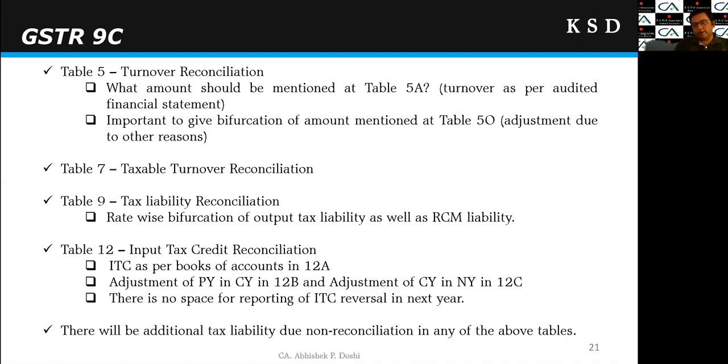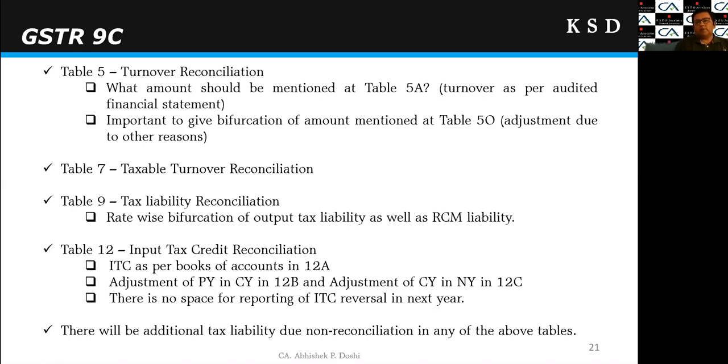Then table 5O, it is very important to give the bifurcation of the amount mentioned at table 5O, right? Table 5O is adjustment on account of other reasons. So if I have given figures of, say for example, 20 lakhs in table 5O, it is very much important that I give the bifurcation of that 20 lakhs in my notes or disclosures, how that figure of 20 lakhs has been worked out, right?